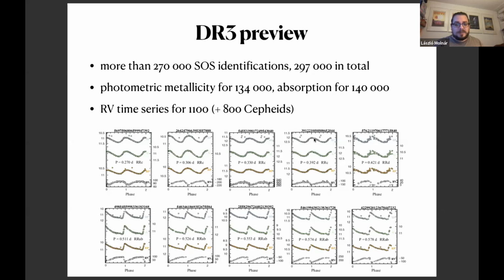And the data set I'm most excited for are the RV time series, because they will release a subset of RV time series for a relatively small number of stars. This means 1,100 RR Lyrae and about 800 Cepheids, which doesn't seem much compared to the 300,000, but it is still a lot more than we have detailed RV curves right now. And so I think these data sets with photometry and RV data taken simultaneously by Gaia will be a fantastic new resource.